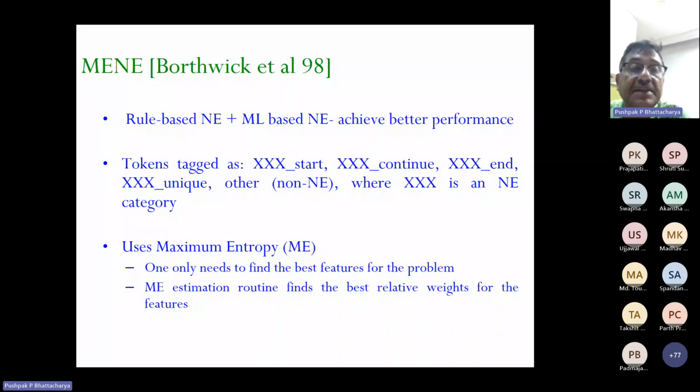MENE was another system. This is a hybrid system. It combines rule-based with machine learning-based approaches. Tokens are tagged as XXX start, XXX continue, XXX end. So this is essentially BIO. So there were many conventions for multi-word named entities, but ultimately it was the BIO convention which stayed. It used a maximum entropy classifier.